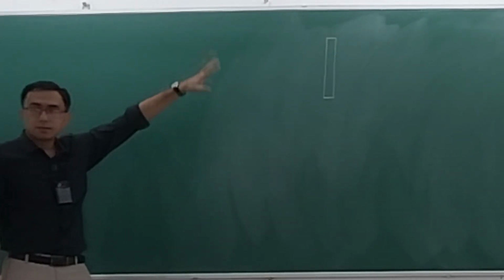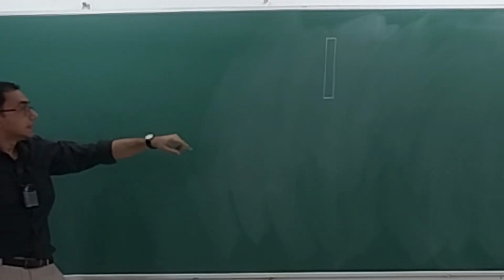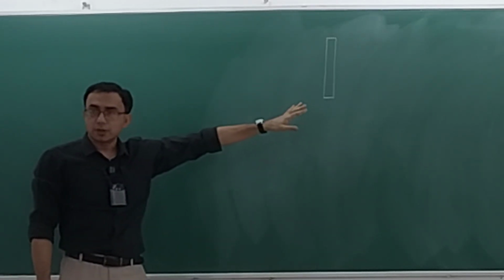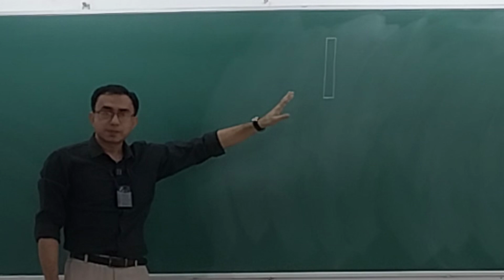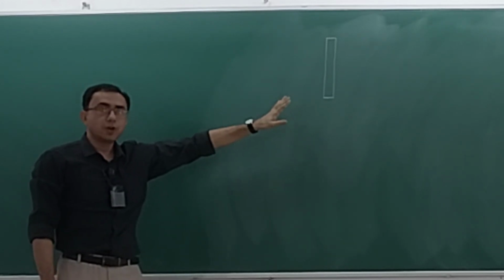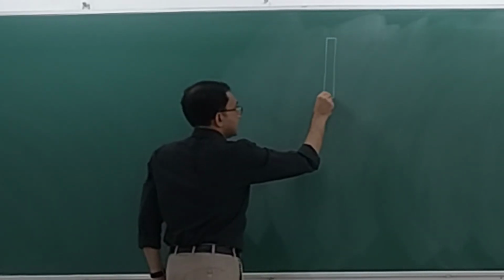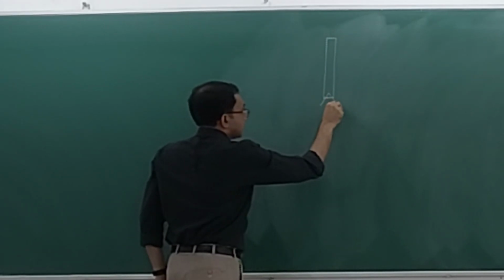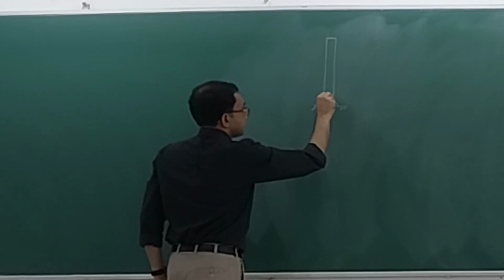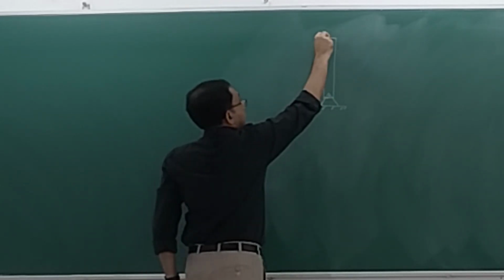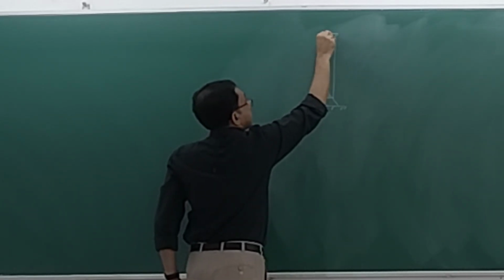So we have this mechanical member. This is a deformable solid. It is made of a material which is following the generalized Hooke's law. Now at this end, I will put a hinge. And at this end also, I will put a hinge.